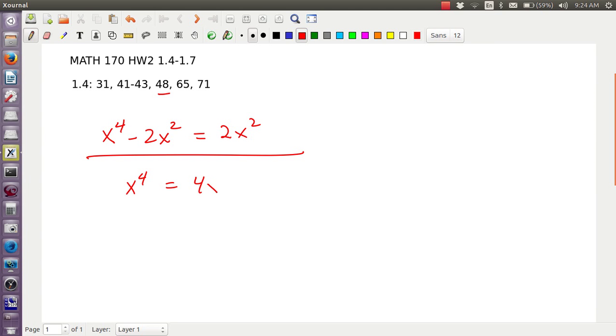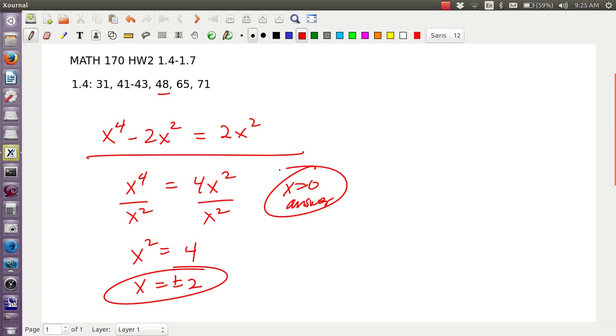So we're going to put the minus 2x squared on the other side by adding 2x squared to each side. I'm going to divide both sides by x squared, and you see x equals 0 is an answer, so we have to keep track of it. So we're getting into this divided by 0 issue. So x is equal to 0, x is plus and minus 2. Then you look at the original question and you say x equals 0 works, x equals plus and minus 2 works as well. So we're good. All three answers are valid.